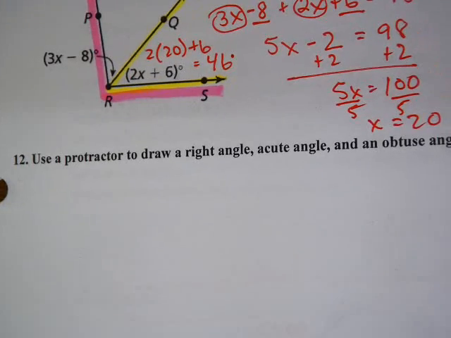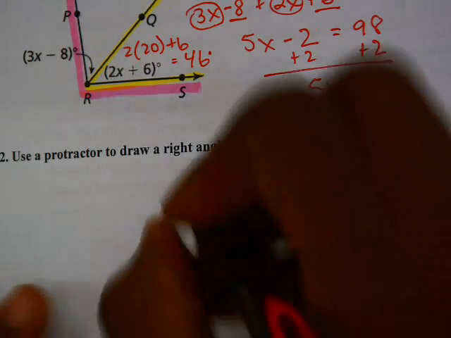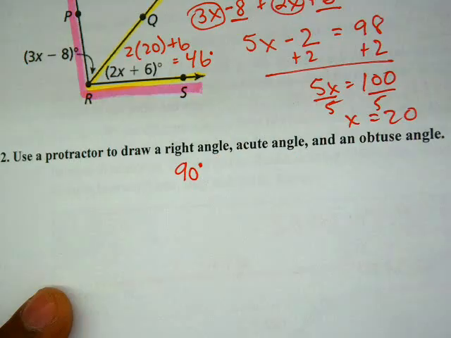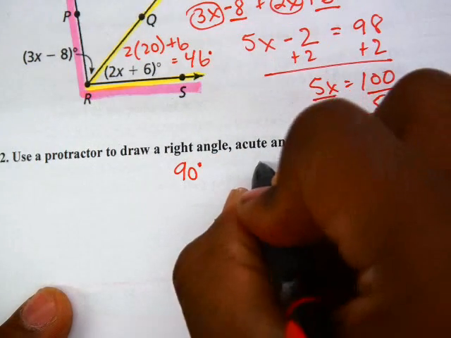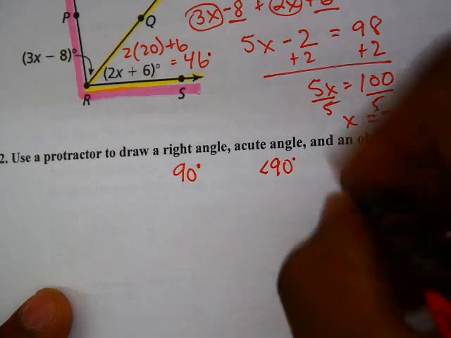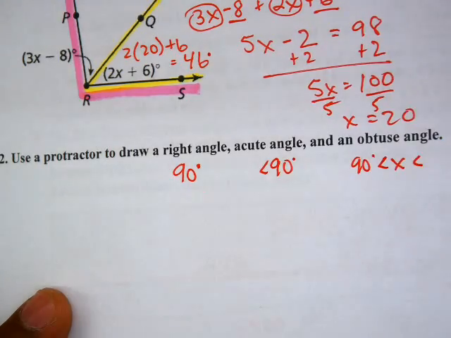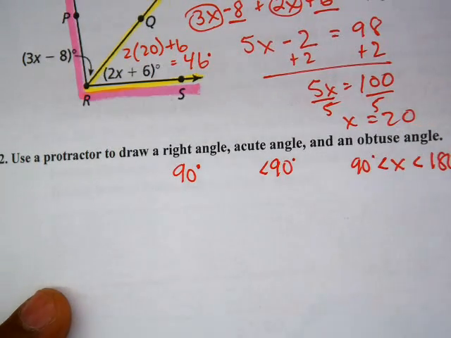And in number 12, I'm supposed to use a protractor to draw a right angle, an acute angle, and an obtuse angle. So I need a protractor. A right angle is an angle that's exactly 90 degrees. An acute angle is an angle that's less than 90 degrees but bigger than 0. And an obtuse angle is an angle bigger than 90 degrees but smaller than 180.